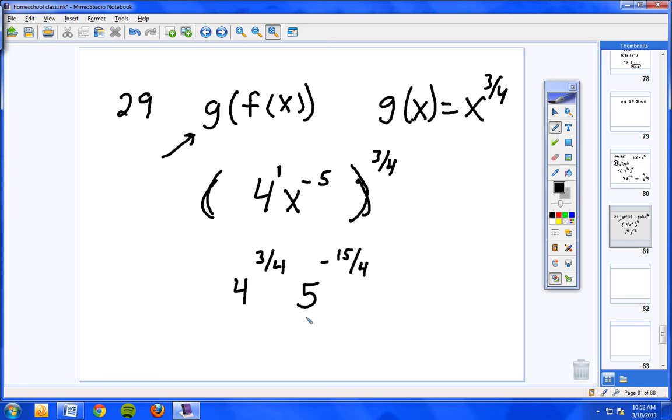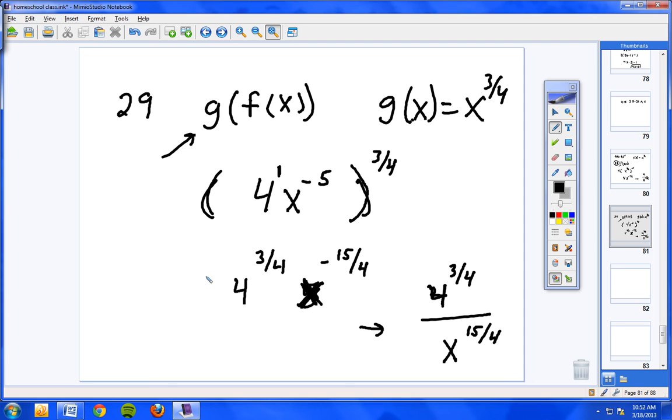And now what I do next, I'm not sure why I put a 5 right here, Matthew. That should not be a 5. That should be an x. Sorry about that. Now next, we don't want any negative exponents, so we bring the x down to the bottom. So we have 4 to the 3/4 power over x to the 15/4. Can those cancel? No, we have an x and a 4. They're different bases, so no.